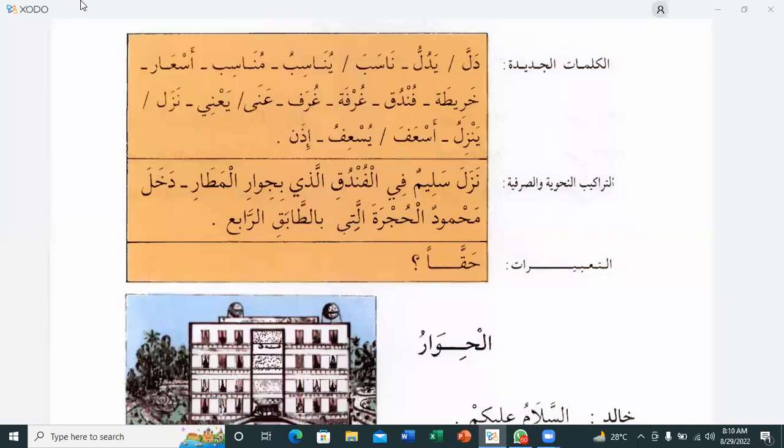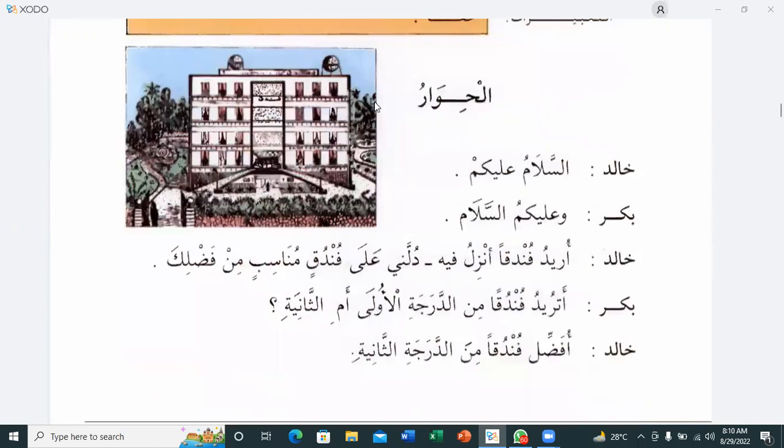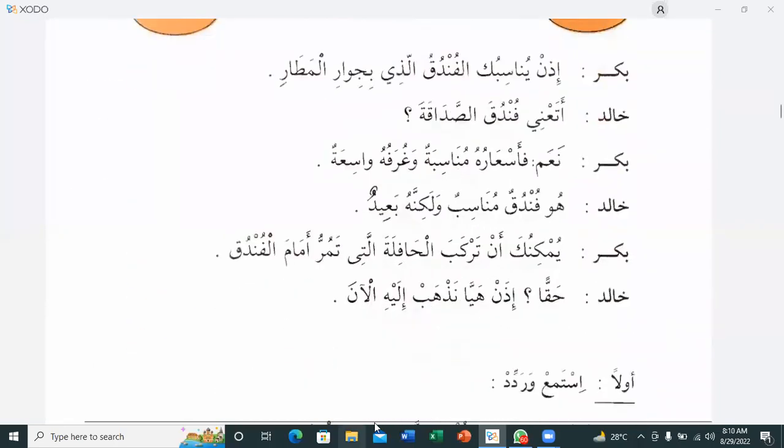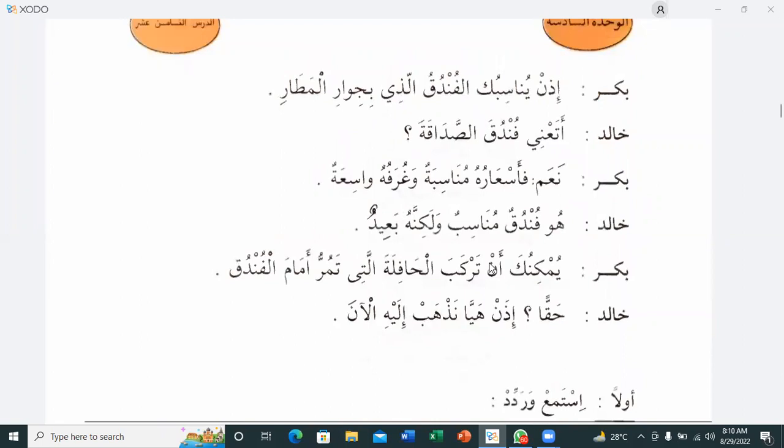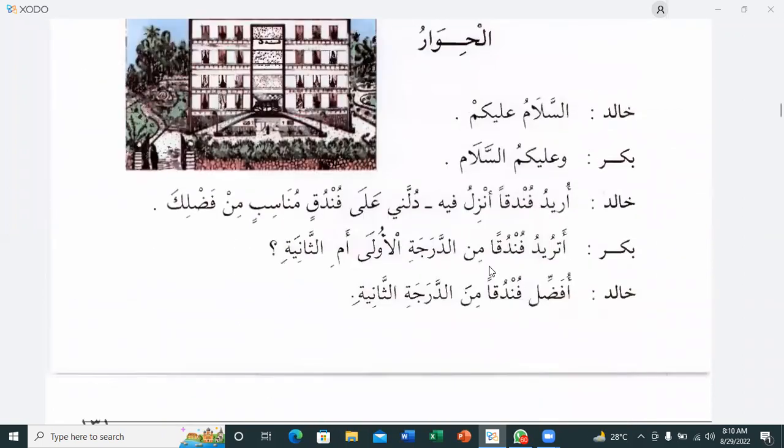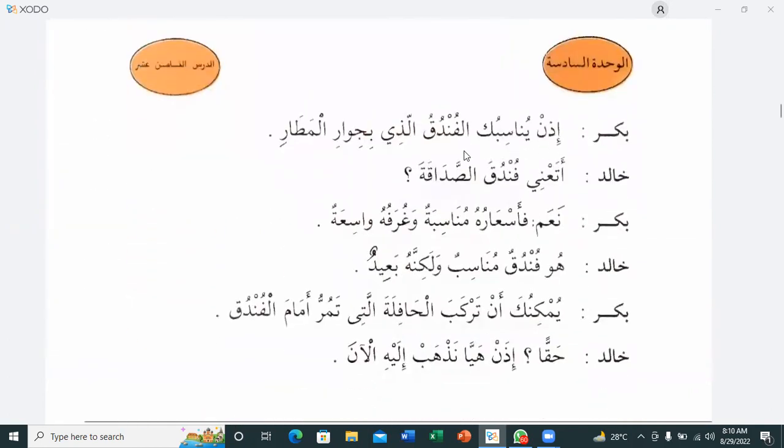Can anyone tell me the meaning of munasibu? Munasibu means suitable. Yes, suitable. Now you can hear. Is that mean so? Like in this sentence, you can see. Can you tell me the spelling of so? Only S-O. Like this sentence: yunasibuka al-funduk, so suitable hotel.